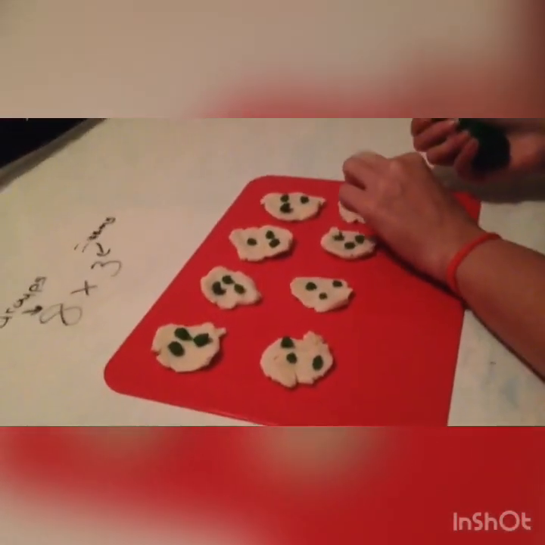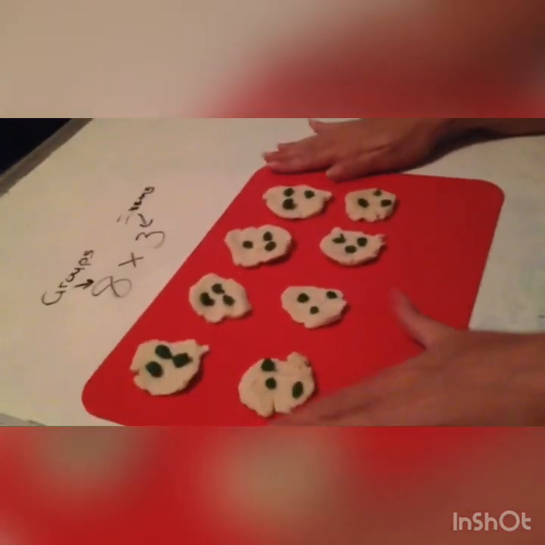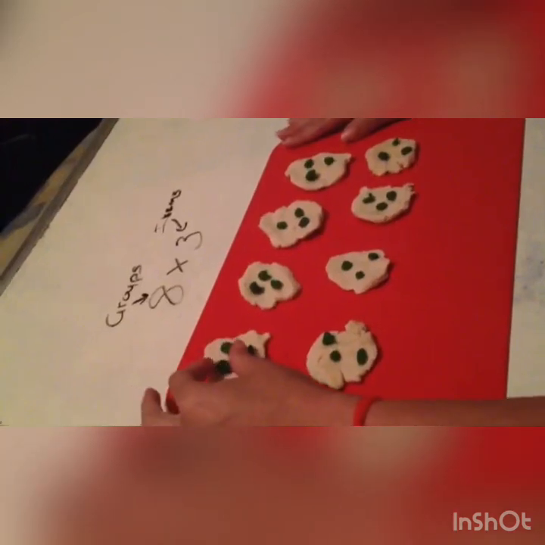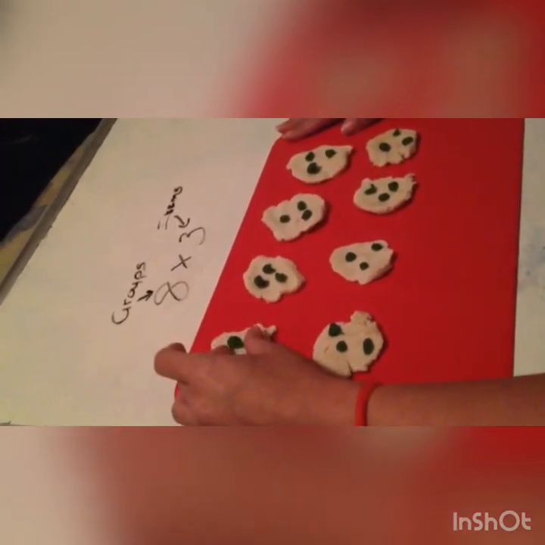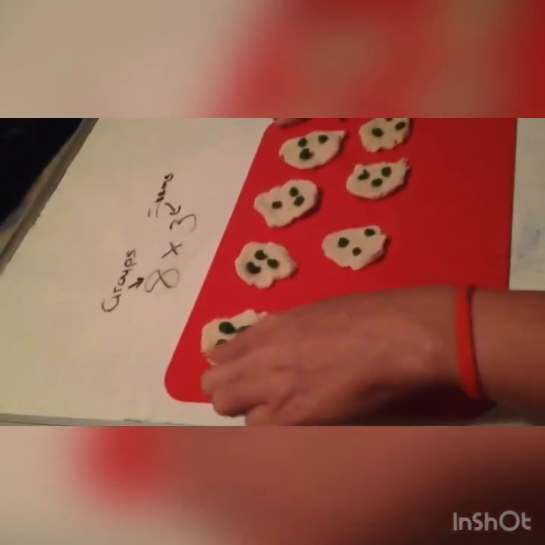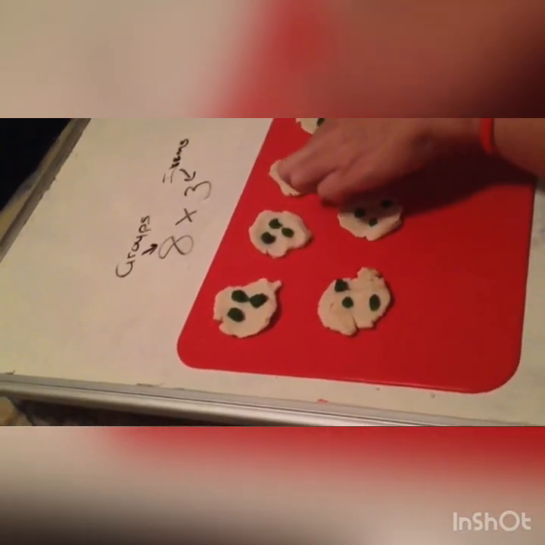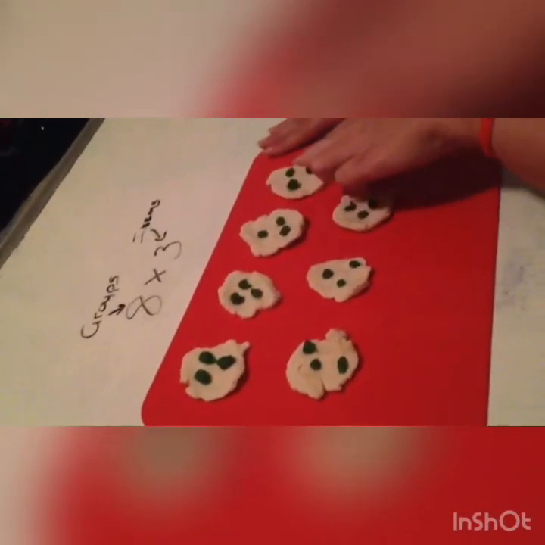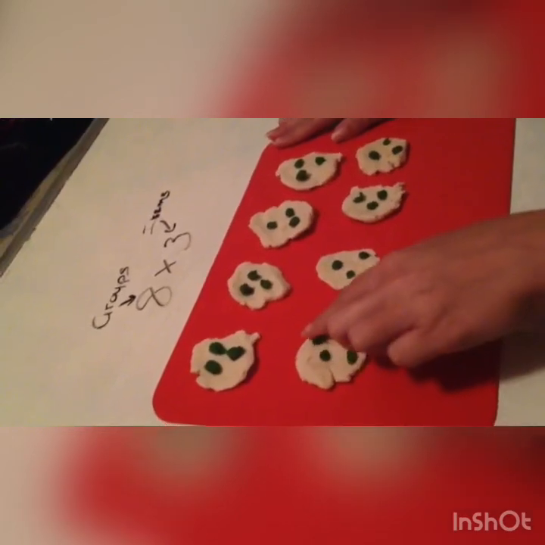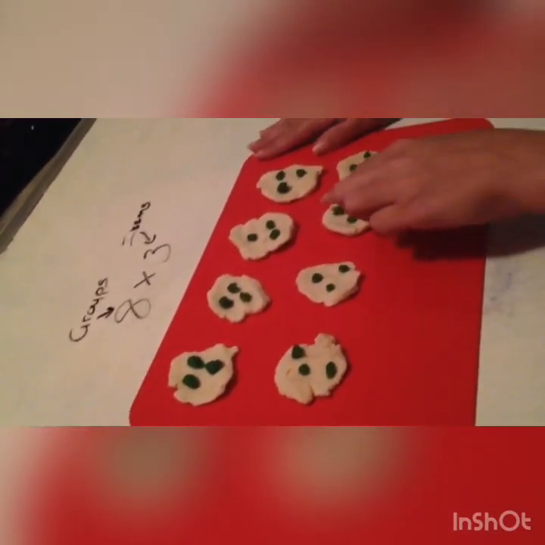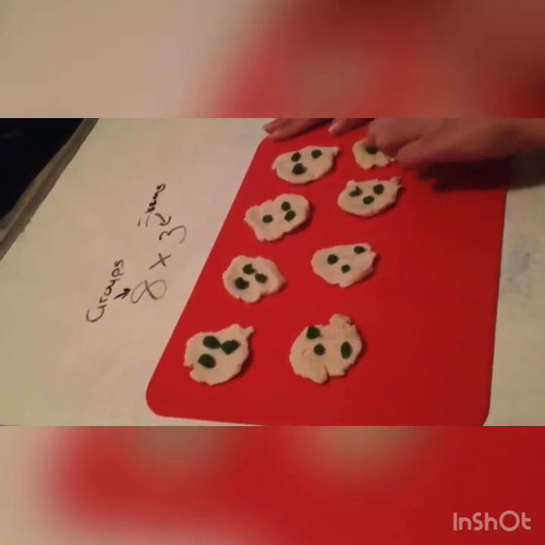So now I'm placing my last item within the group. So like we said, 8 times 3, we have 8 groups, and we have 3 items within each group. So if we count the items now, 1, 2, 3, 4, 5, 6, 7, 8, 9, 10, 11, 12, 13, 14, 15, 16, 17, 18, 19, 20, 21, 22, 23, 24.